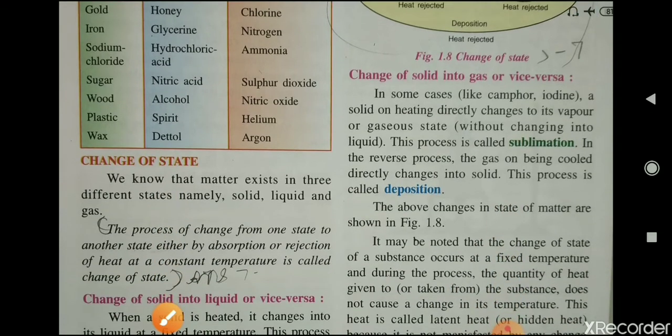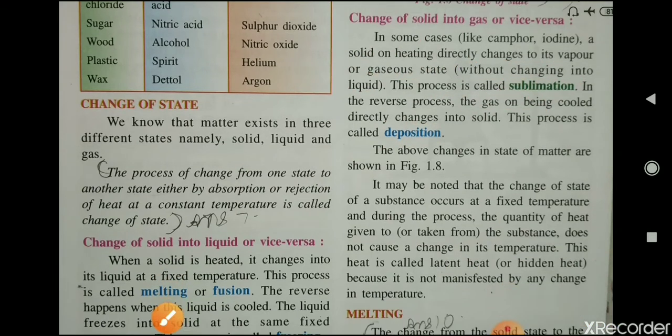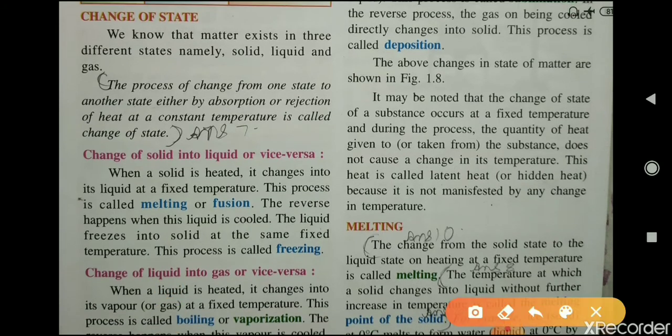Okay. Now, in some cases, a solid on heating directly changes into its vapor or gaseous state, that is known as sublimation. Means without changing into liquid, the solid directly changes into gas, that is known as sublimation. And if the reverse happens, the gas on being cooled directly changes into solid, that is known as deposition. Okay, now it may be noted that the change of state of a substance occurs at a fixed temperature, and during the process the quantity of heat given to or taken from the substance does not cause a change in its temperature.